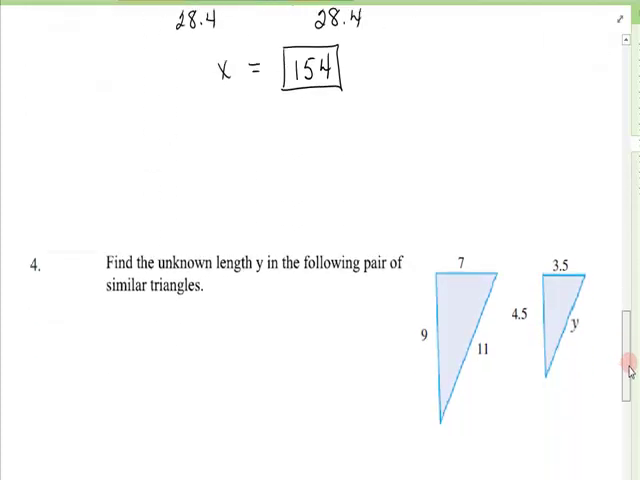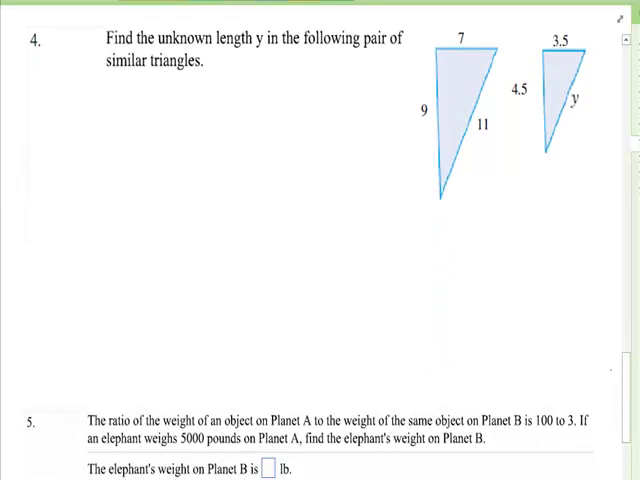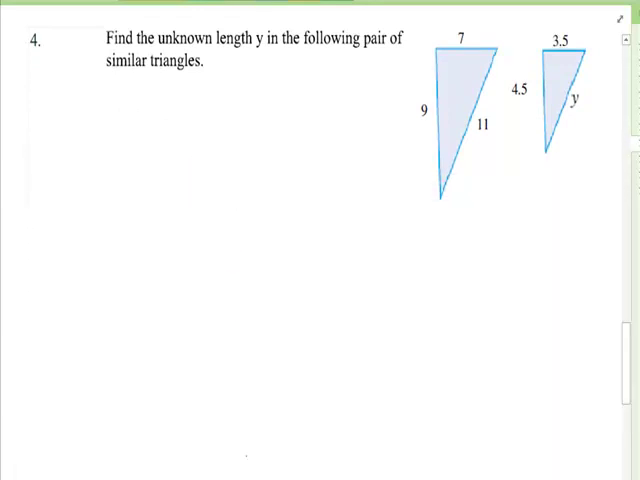Okay, let's look at number 4. Number 4 still, it's going to use proportion. It's going to use the concept of similar triangles. When shapes are similar, that means that corresponding parts are proportional. Corresponding parts, 9 corresponds to 4.5, 7 corresponds to 3.5, and 11 corresponds to y. You only need to set up a single proportion. I know that I have to set up one fraction, one ratio that involves y.